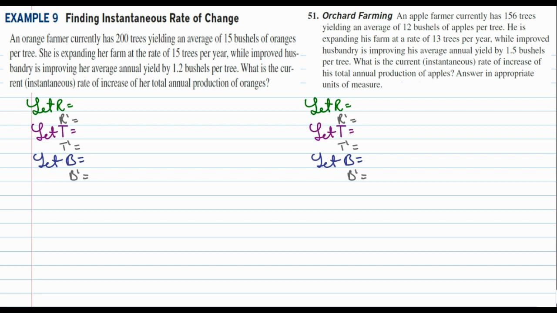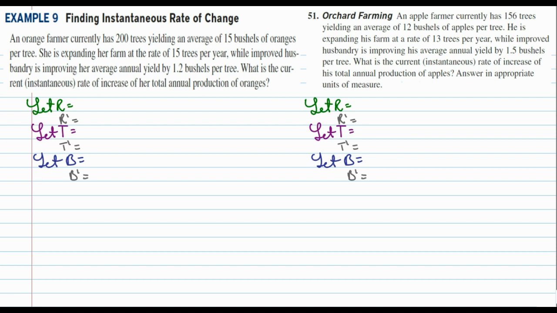So things are changing in this farm. It is not staying the same. The question is, what is the current or instantaneous rate of increase of her total annual production of oranges? So right now, what is she predicting for her rate of change for total annual production of oranges?